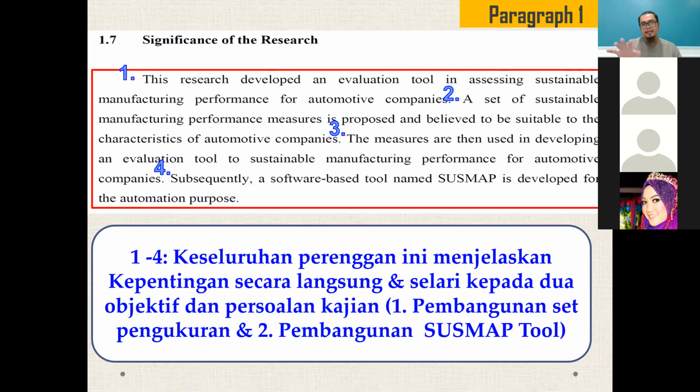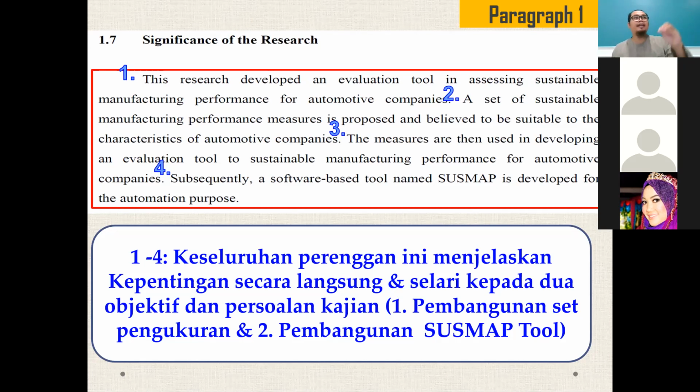Okay, they make it their first paragraph. This research developed an evaluation tool to assess sustainable manufacturing performance for automotive company. Okay, very clear. They want to develop an evaluation tool, straight away taken from their objective. A set of sustainable manufacturing performance measures is proposed. This is another objective. Okay, point number 1 and point number 2 highlight their objective. The measures are then used to develop an evaluation tool for sustainable manufacturing performance for automotive company.